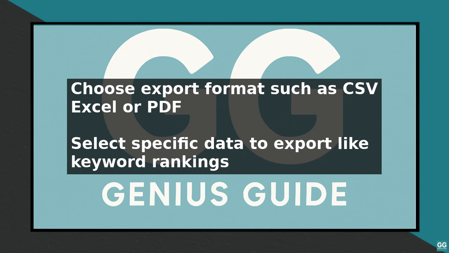Choose the format that best suits your needs, and then select the specific data you want to export, such as keyword rankings, backlinks, or technical audit data. You can also customize the export by selecting the date range and the specific metrics you want to include. Once you have made your selections, click on the Export button to start the download process.